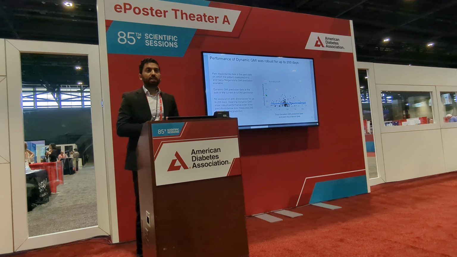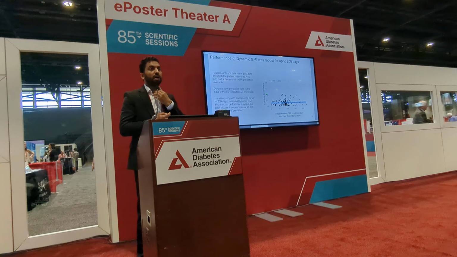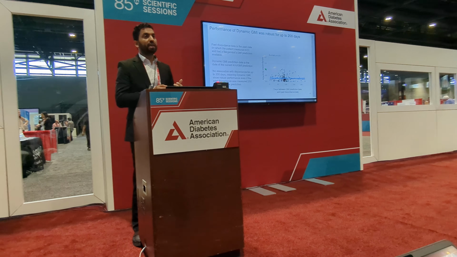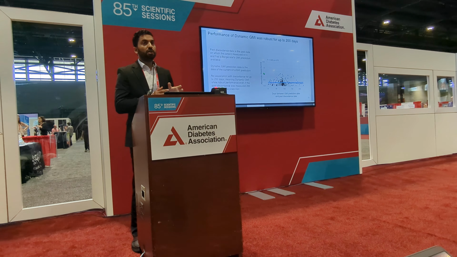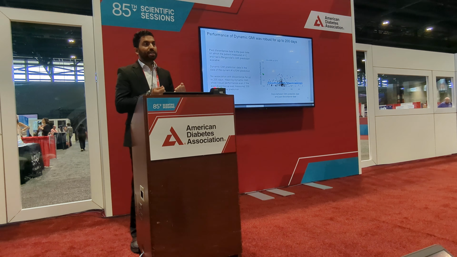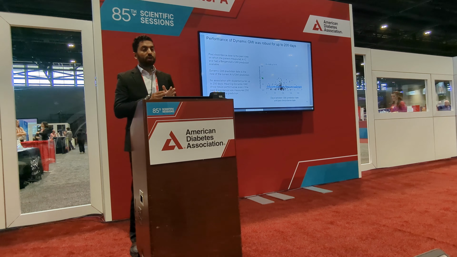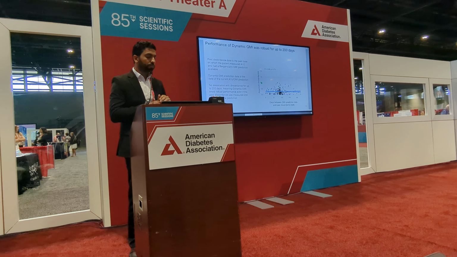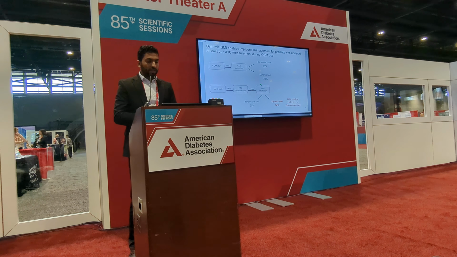So we looked at whether or not the timing of the past discordance makes a difference, and we didn't find any difference. So it doesn't matter what the timing of the past discordance is. It can be anywhere from just 1 day to up to 200 days. So this summarizes the dynamic GMI model.